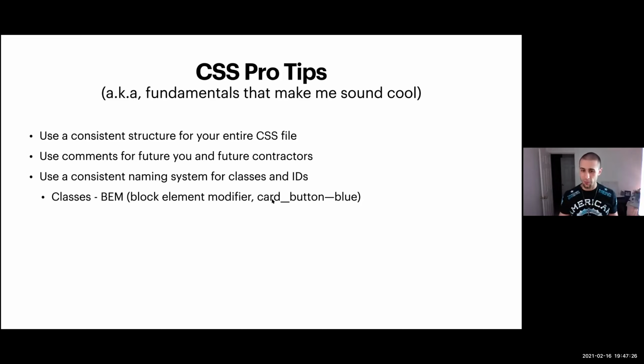So I put an example here, like if you were making a blurb and you called it a card, the overall structure is the block, card. Then the element might be a button within that blurb. So it's underscore underscore button, and then we have dash dash blue. So this is the card, and I'm focusing on the button, and I'm focusing on the blue version of the button. And that really helps you have a consistent naming scheme and one that is very detailed.